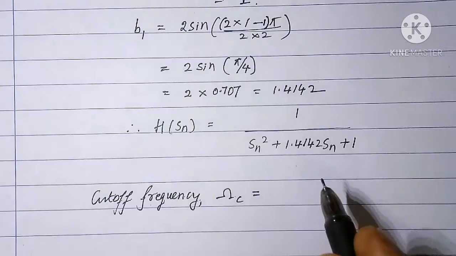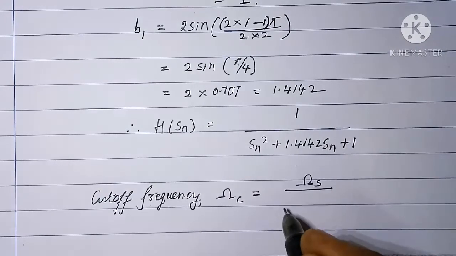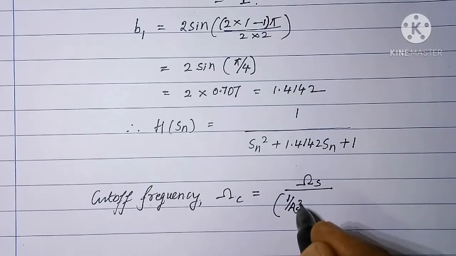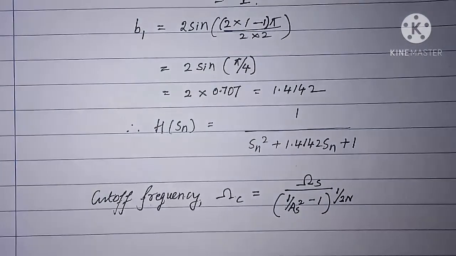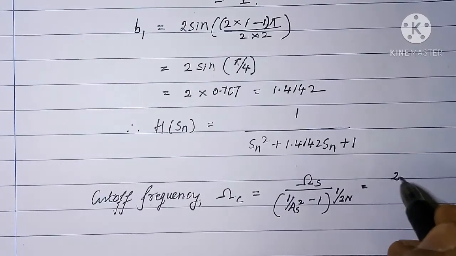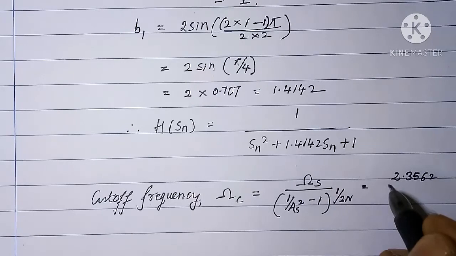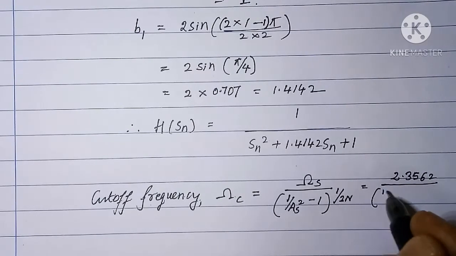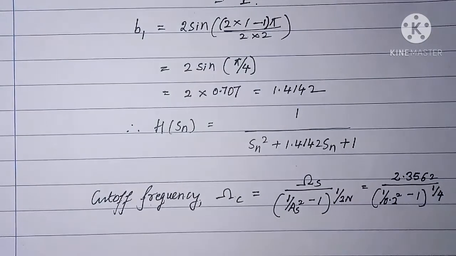Cutoff frequency omega c is equal to omega S upon (1 by A square minus 1) raised to 1 by 2n, that is equal to 2.3562 by (1 by 0.2 whole square minus 1) raised to 1 by 4. This 4 is nothing but 2 into 2, because order of the filter is 2.